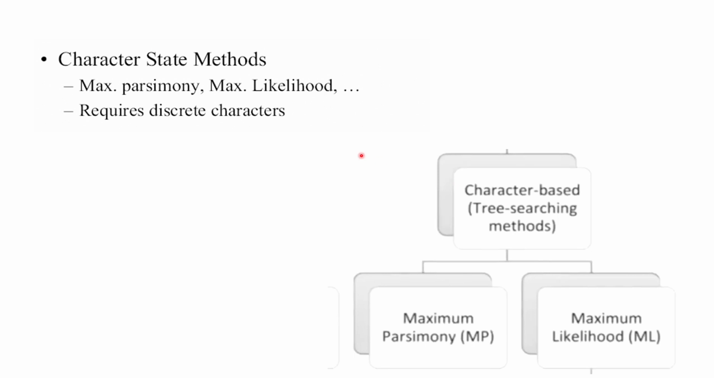So first, speaking about character-based methods, it is also called discrete method and is based directly on the sequence characters rather than the pairwise distances like we just saw. So the two most popular character-based methods are maximum parsimony and maximum likelihood.